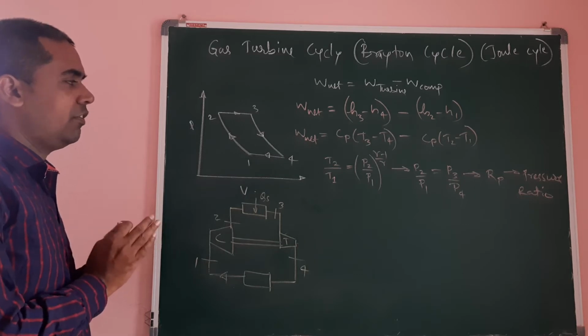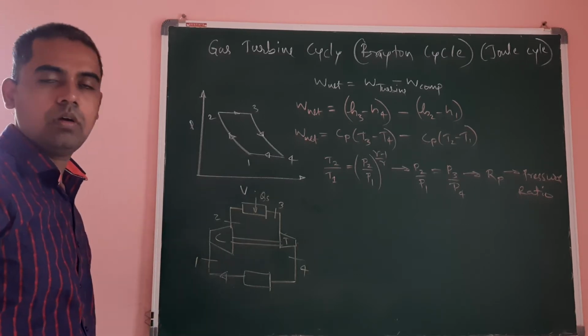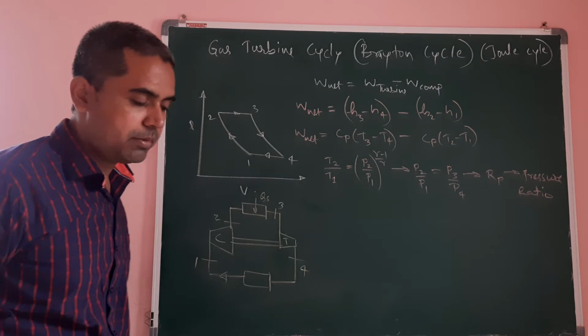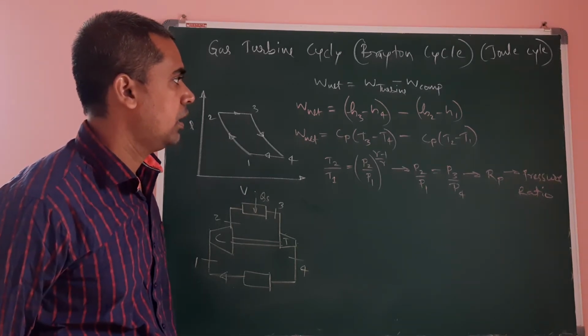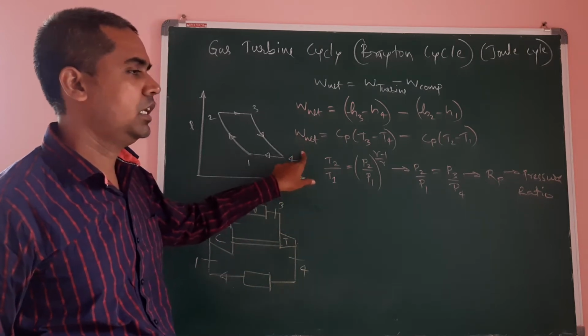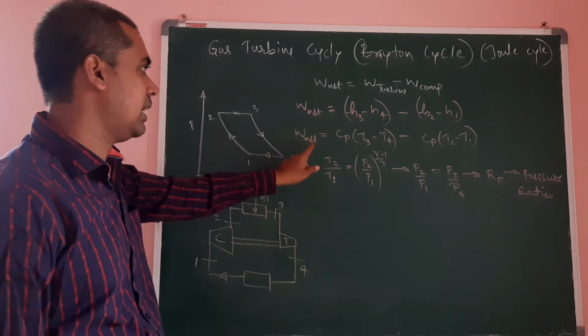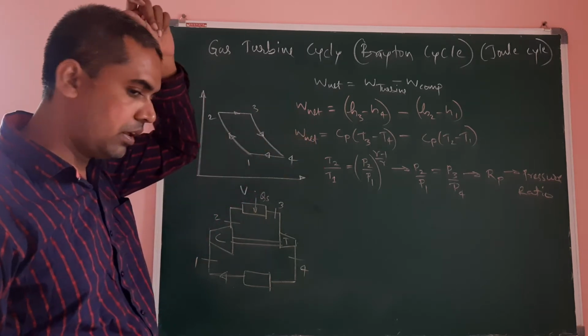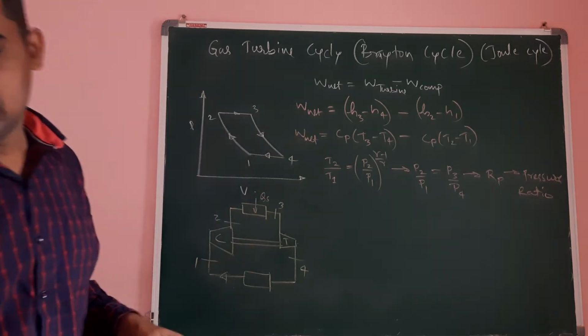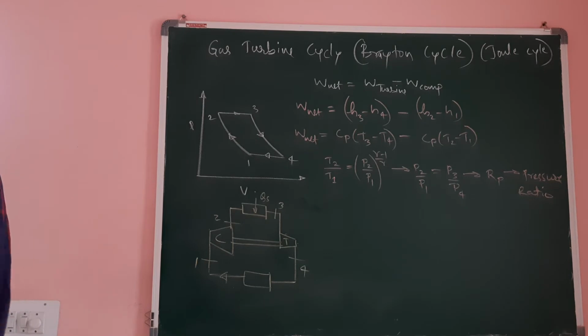Now what we will do is calculate the pressure ratio at which work done will be maximum. Maximum is a mathematical concept: if you differentiate this and equate it to zero, we can get it. We can write this in another way, using the pressure ratio.